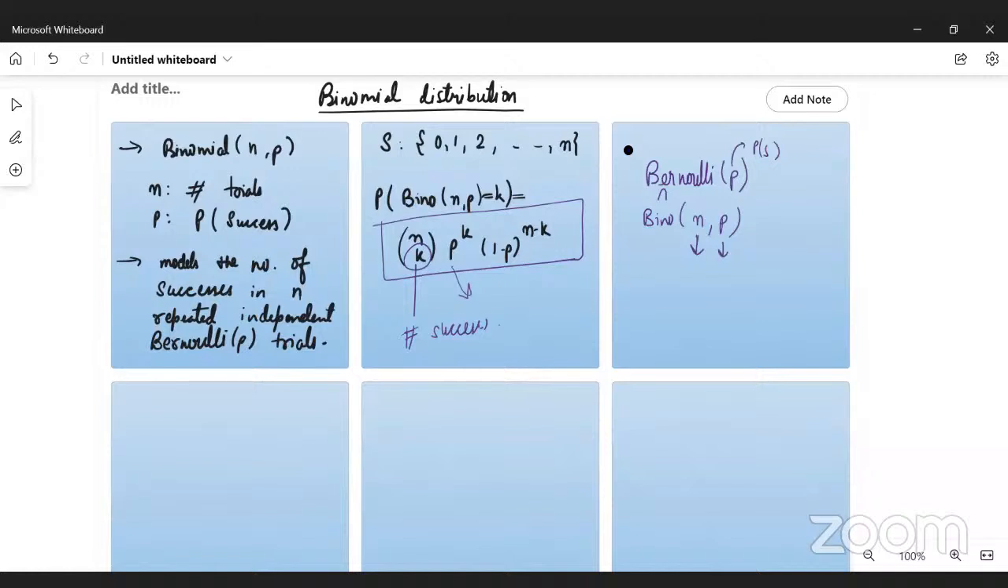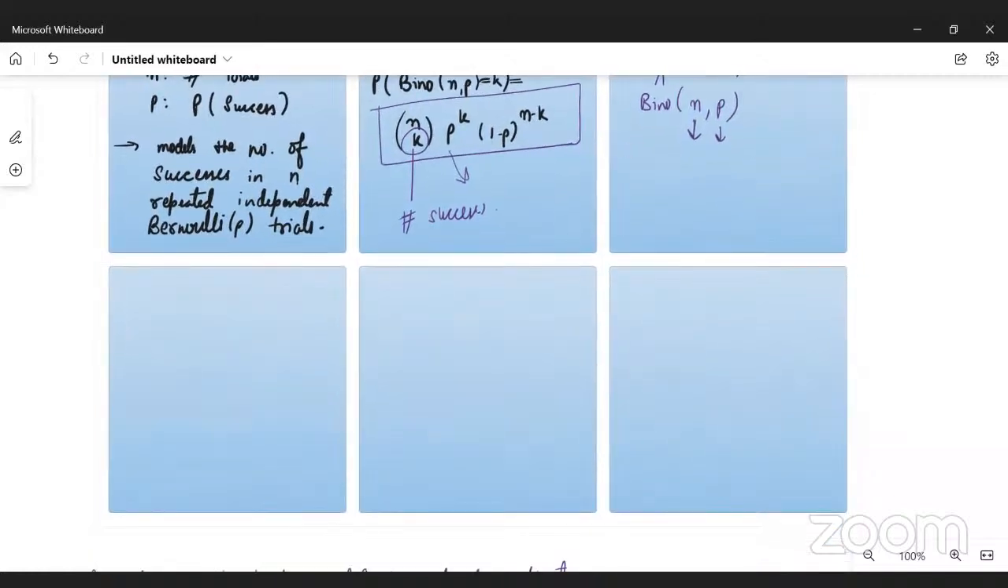Probability can be anything. Like just the example you took, I throw a die once. So you have 1, 2, 3, 4, 5, 6. Correct. If my success is getting an even number, this will contain 2, 4, 6. This is my success. My failure, the complement, is going to be 1, 3, 5. So what is the probability of success?